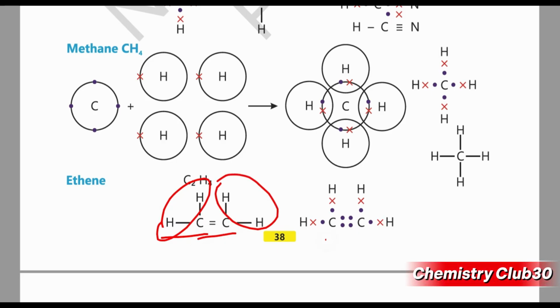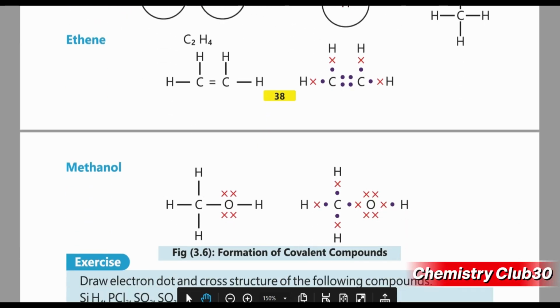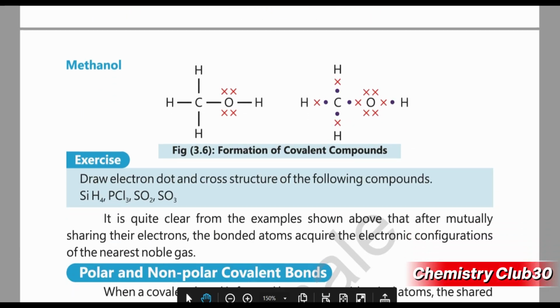These bonds can be shown by the dot and cross formula. The double bond is shown by two electron pairs between the carbon atoms, and this single bond is representing one electron pair that is present between carbon and hydrogen, and similarly these bonds are present in the other hydrogen and carbon bonds.